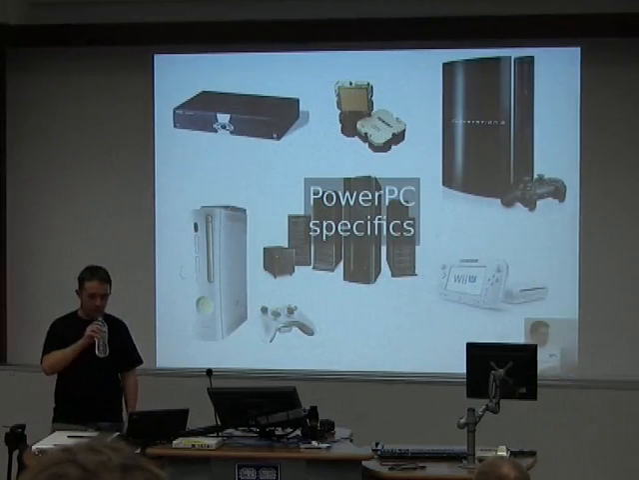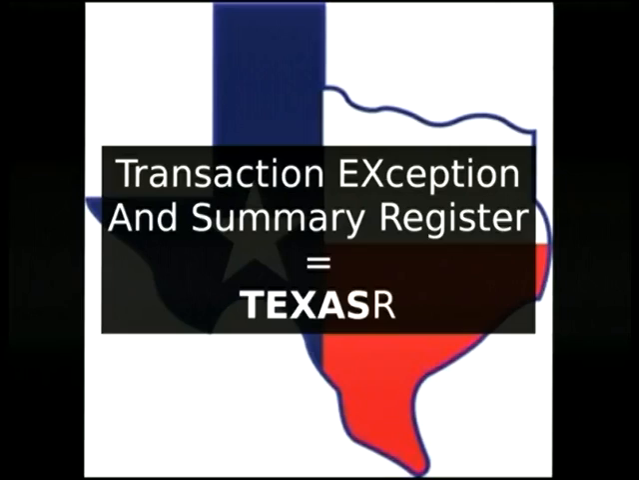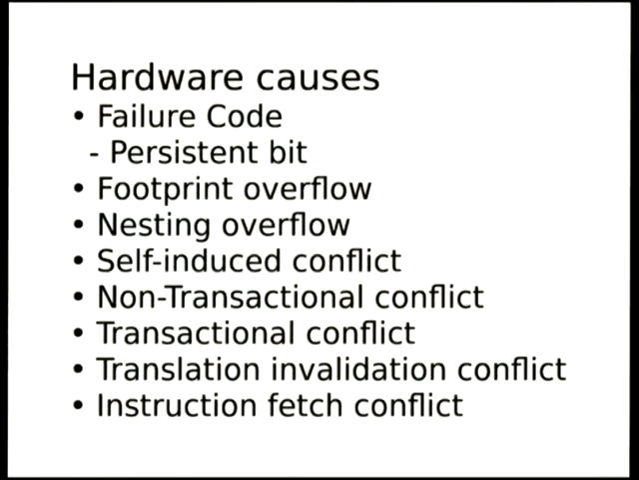So PowerPC specifics. So again, abort codes. We have this register, the transaction exception and summary register, which gives you a good idea of where this processor was developed. And we have a bunch of hardware causes. So there's a failure code with a persistent bit. We have a persistent bit instead of a transient bit. This is, again, a best guess by the hardware to say, we think this is persistent. If you try again, it ain't going to work. Footprint overflow, nesting overflow, self-induced overflow. You did something dumb, like you did a pause or something like that.